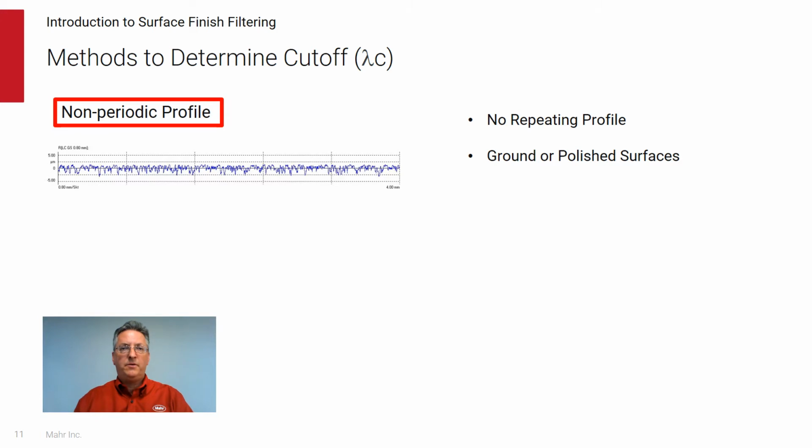This is an example of a non-periodic profile. A non-periodic profile is a profile that has no discernible recurring feature, such as on a ground or polished surface. The profile above is a 2-dimensional example of a polished surface. A 3-dimensional example is shown to the right.